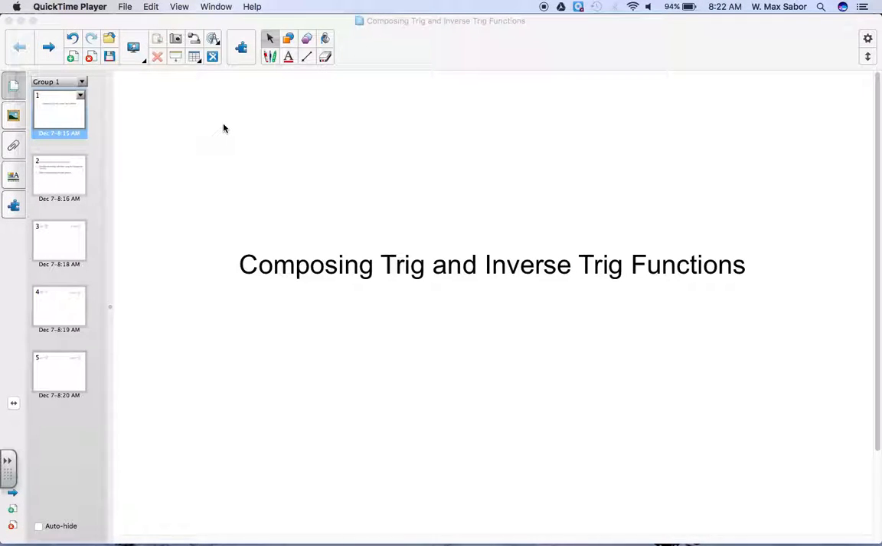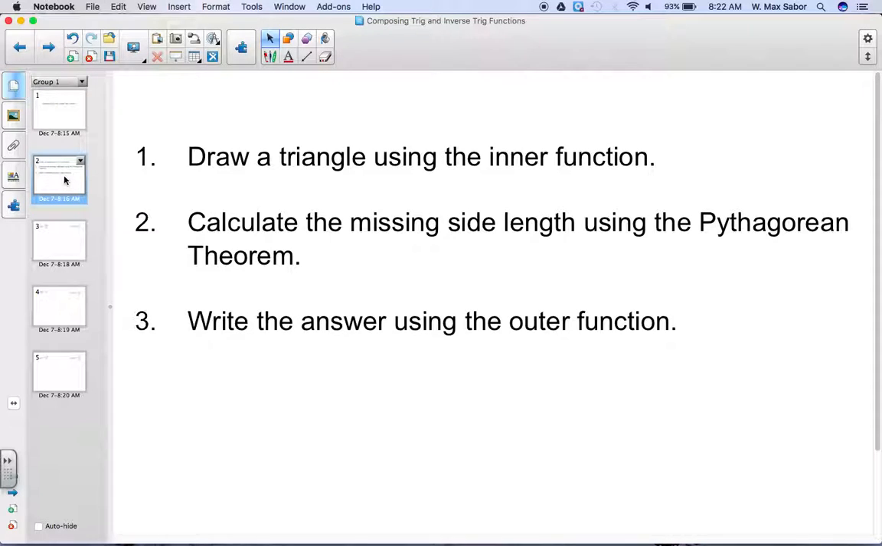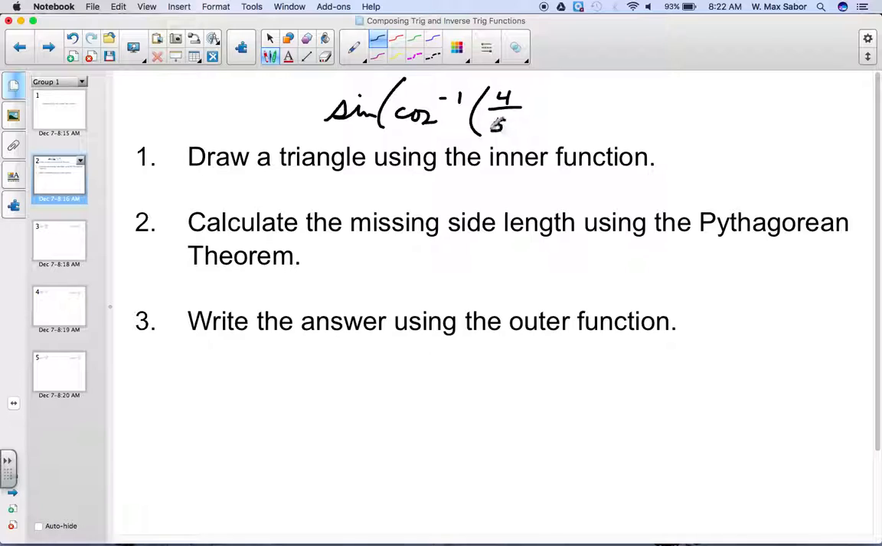We're going to talk today about composing trig and inverse trig functions. This is a bit of Unit 4 content. So, first we're going to draw a triangle using the inner function. What I mean by that is we're going to be looking at things like the sine of arc cosine of, say, 4/5. So we'll use this inner function, arc cosine of 4/5, to draw a triangle using some angle 4 and 5. Calculate the missing side length using the Pythagorean theorem, and then write the answer using the outer function.